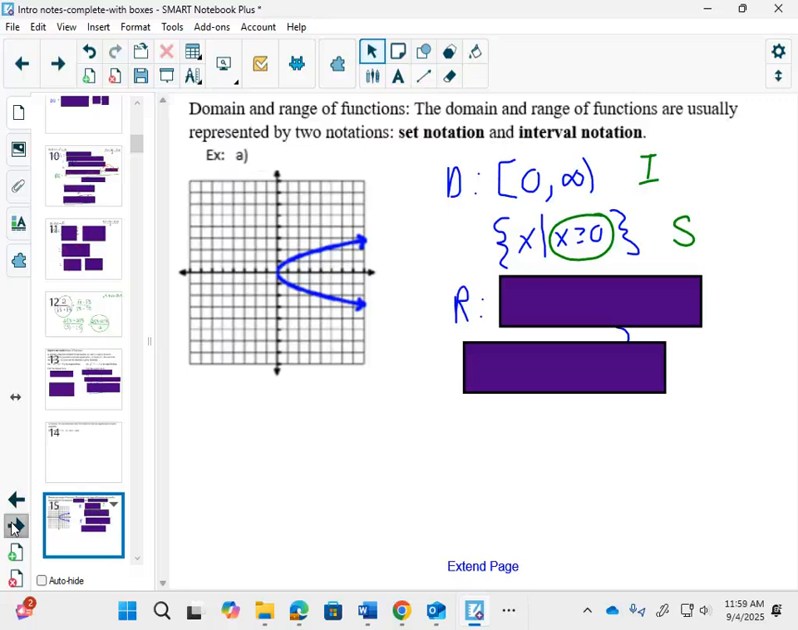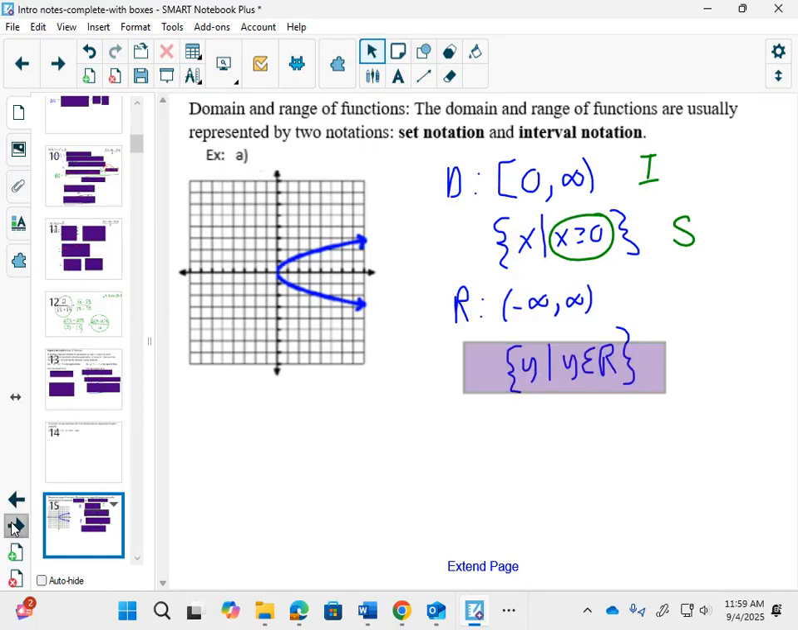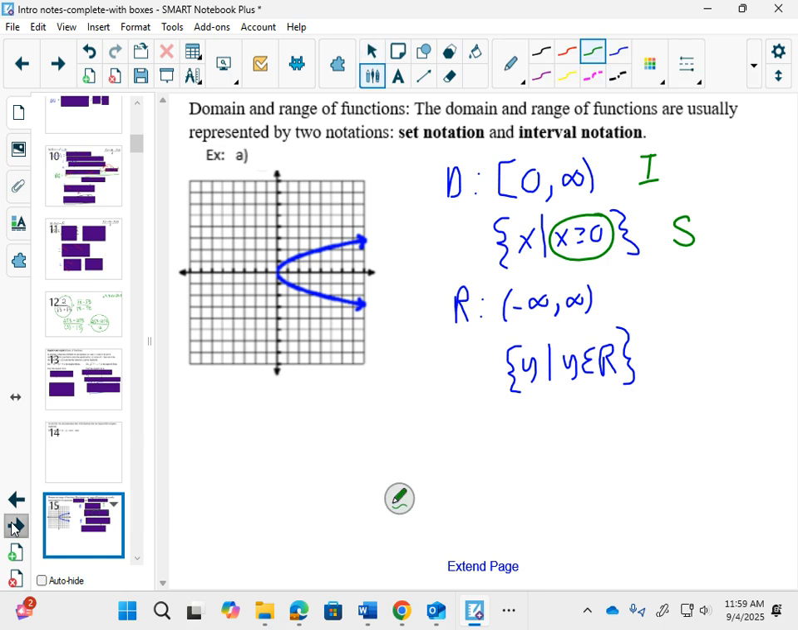Same thing with the range. You could go negative infinity to infinity, or again, this is probably all you wrote, right, when you wrote range. Y is an element of the real numbers. But if you add all the extra little squigglies, and such that.